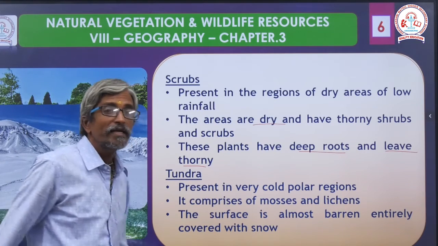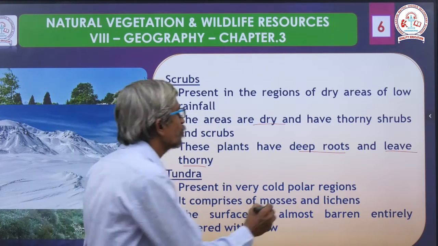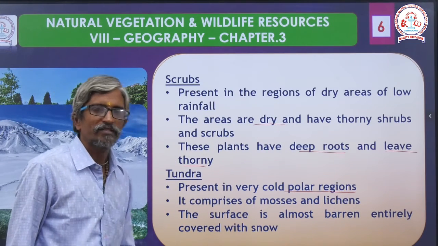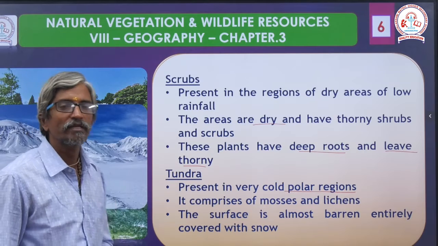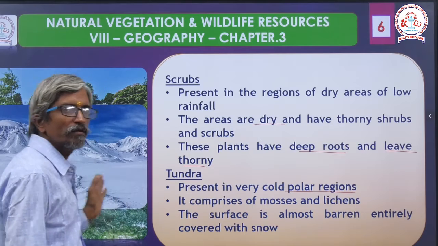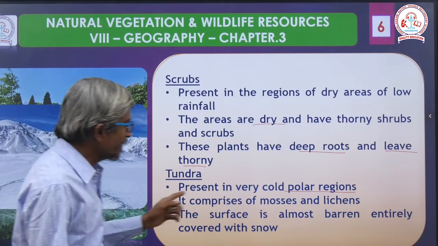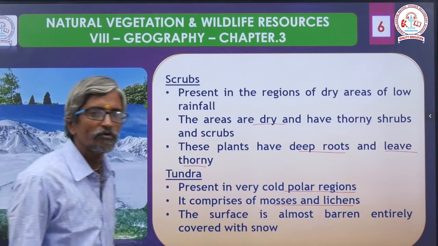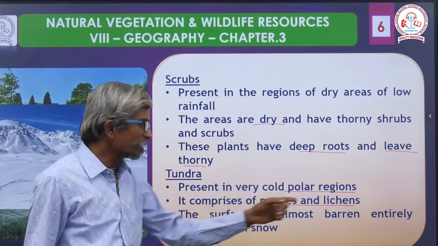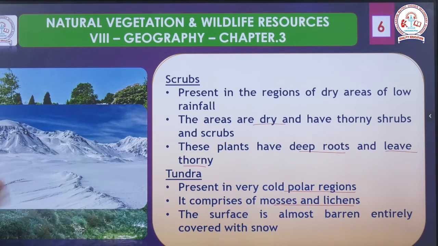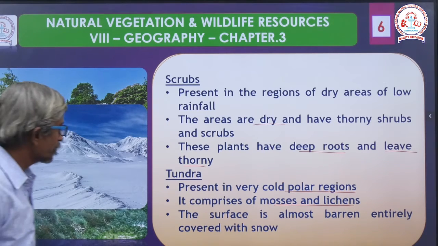Next, the Tundra region. It is present in very cold polar regions. The availability of sunlight is very less. So these regions are basically cool. That is why we are able to see snow-covered regions. It comprises mosses and lichens. Mosses and lichens. Next, the surface is almost barren, entirely covered with snow. One such picture for our easy understanding. This is barren. Clear?